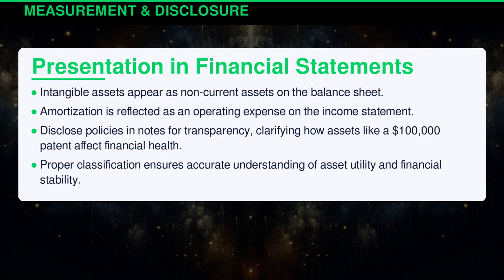Intangible assets appear as non-current assets on the balance sheet. Amortization is reflected as an operating expense on the income statement. Disclose policies in notes for transparency, clarifying how assets like a $100,000 patent affect financial health. Proper classification ensures accurate understanding of asset utility and financial stability.